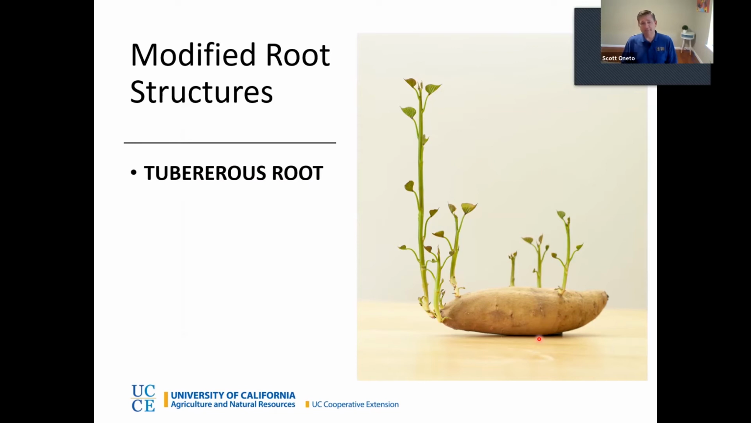And we can see modified roots. So things that don't necessarily look like a root can be roots. In this case, we've got a sweet potato, which is a root, a modified tuberous root. And it's got all of the anatomical features of a root that I just showed you. So that's what makes it a modified root.